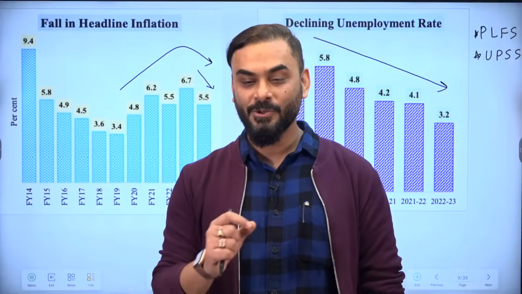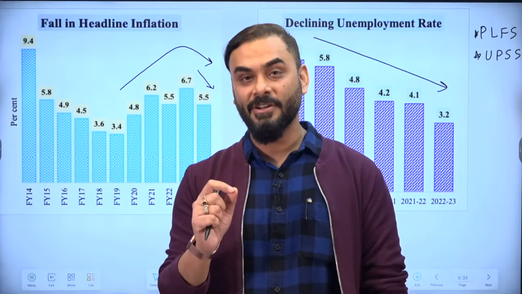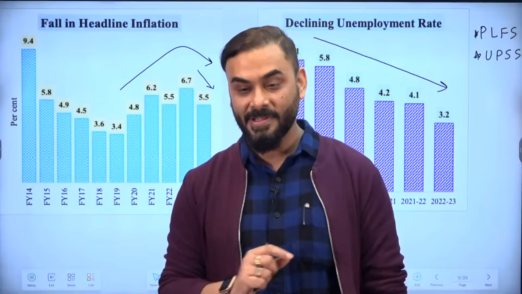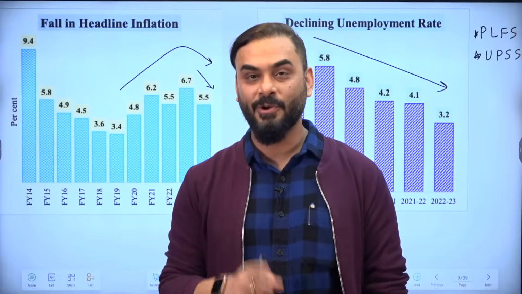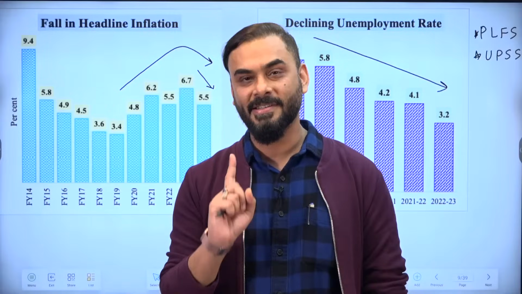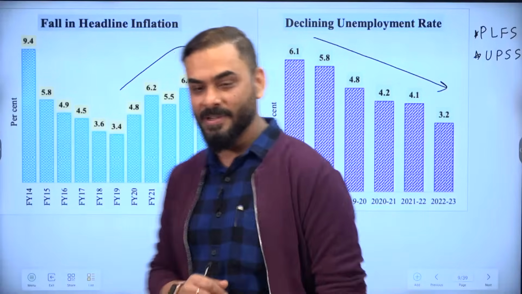I just told you. So which is the measure of inflation which is used for general policy purposes? Remember the words general policy purposes. It's CPI headline. It is also called CPI all India. It is also called CPI combined. It is also called CPI rural plus urban. That is what is used.